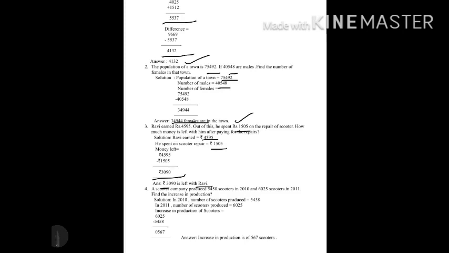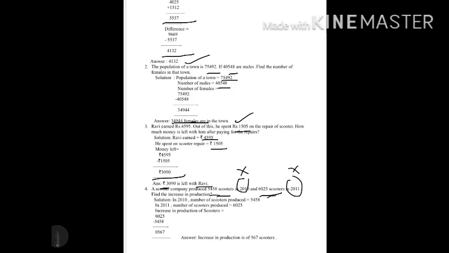Now, fourth one. A scooter company produced 5,458 scooters in 2010 and 6,025 scooters in 2011. Okay, two years they have a production. This is the production of the scooters given for two years, 2010 and 2011. This is just the year. You don't have to put this in any kind of calculation. Don't put this too. But the number of scooters we got here.